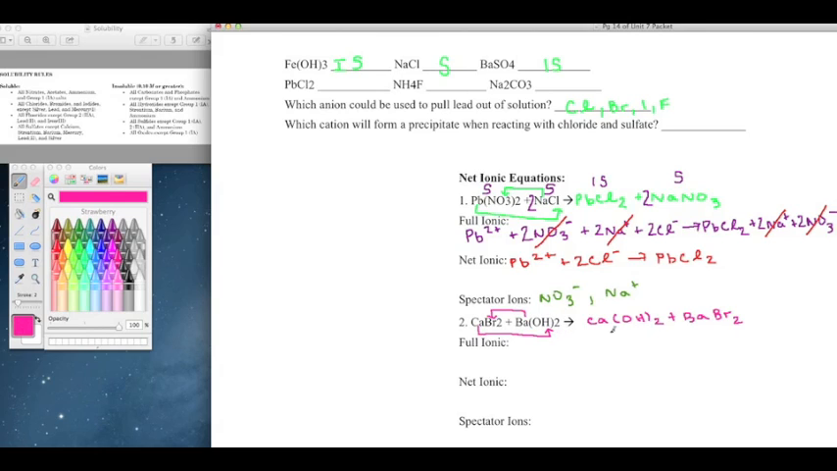Okay? Once you've written out your full ionic, cross out things that are the exact same, write out your net ionic, and then write your spectator ions. Really, guys, use this as a key and come into me if you need any help.